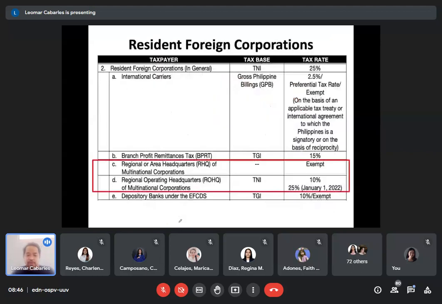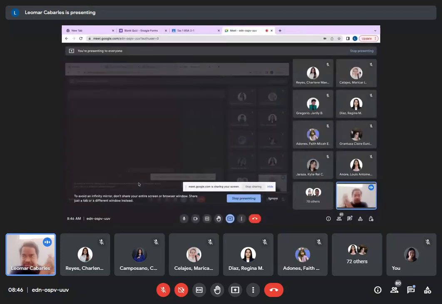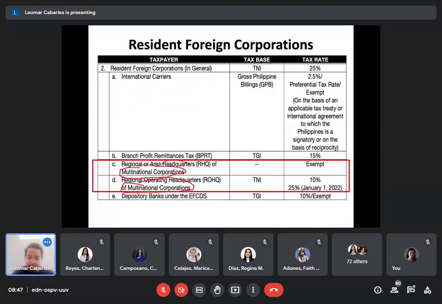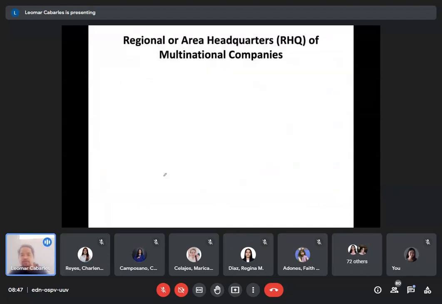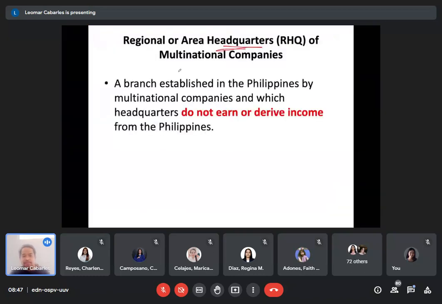Okay, so this time let's discuss itong dalawa. Applicable sa multinationals. When you say multinationals, meaning it's a company, a corporation that operates in many different countries. At sa Pilipinas, pwede silang merong headquarter or operating headquarters. If it is a headquarter lang, hindi siya operating. It's a branch established in the Philippines at wala siyang derived na income.